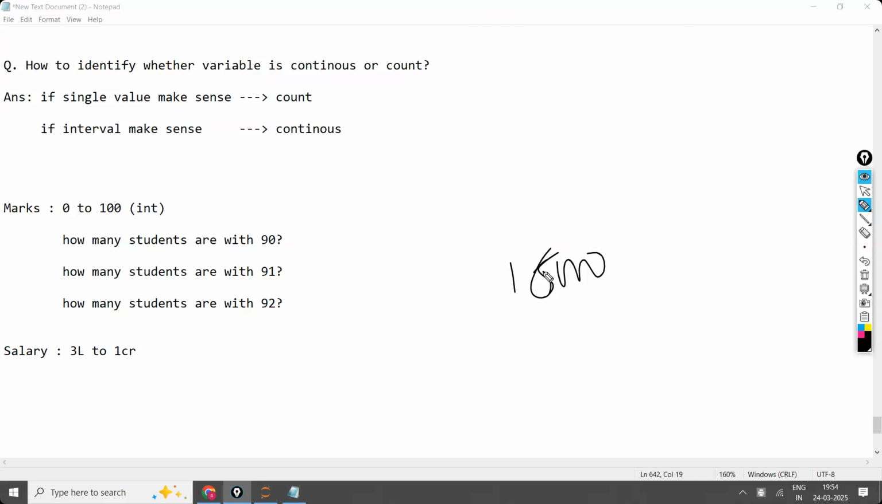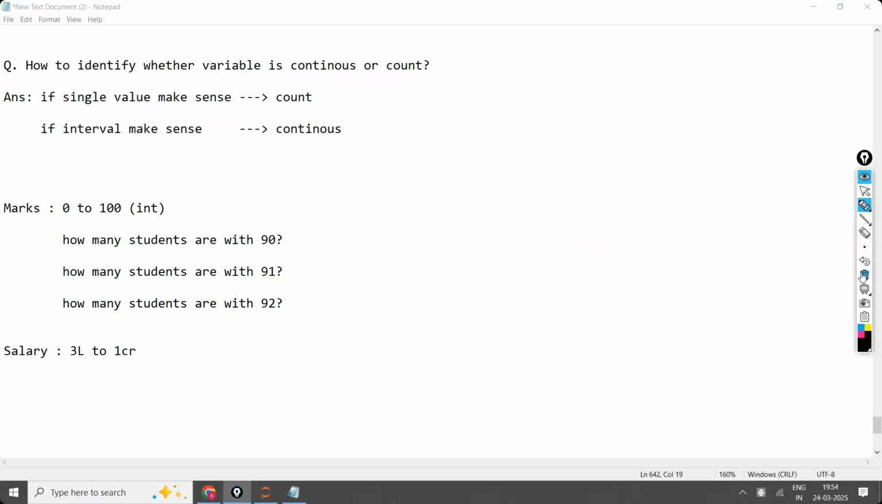Point is clear. So in salaries we can get not only round figures like 6 lakhs, 7 lakhs, 8 lakhs. Every number is possible. Now 3 lakhs 45,000, 3 lakhs 98,000, 6 lakhs 92,000, 8 lakhs 94,000. Like this you have different numbers. How many people are working in Infosys with 8 lakhs 32,000? How many with 8 lakhs 33,000?